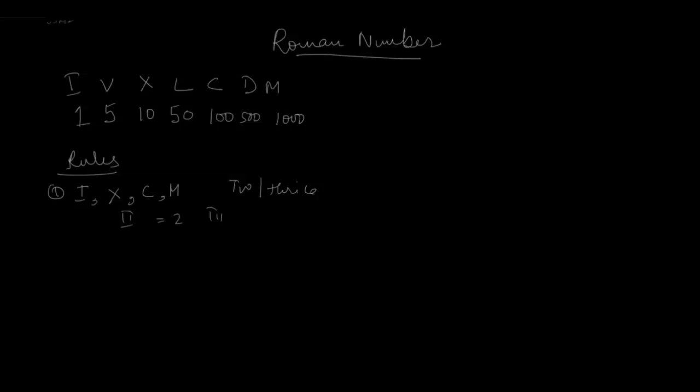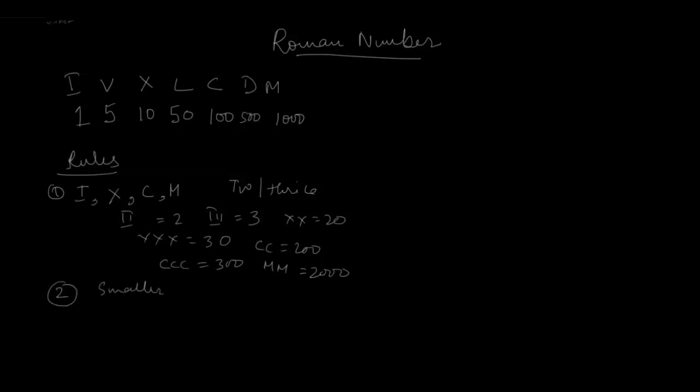For example, if you have to write 2, then you can write I twice, or 3, then I 3 times, or 20, then X 2 times, and 30, then you have to use X 3 times. And if you write 200, then double C, and if you have to write 300, then triple C. It's not possible to write double M for 2000.